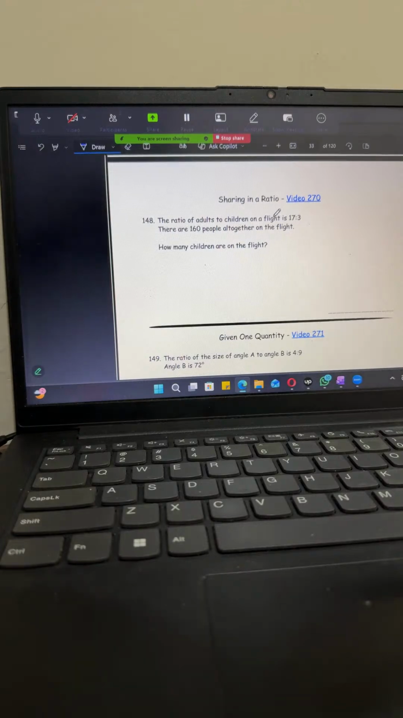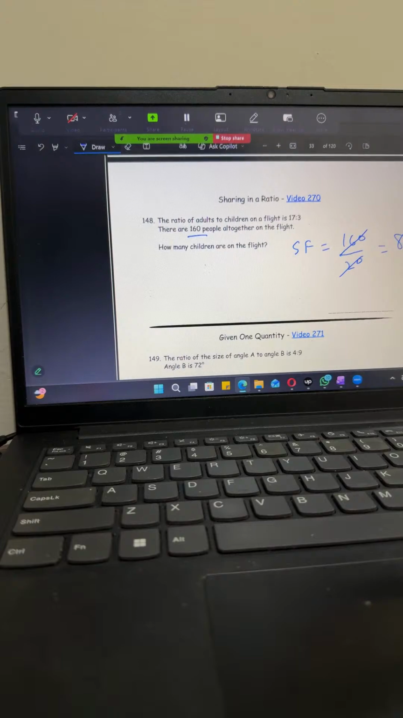So you need to find the scale factor first, right? How do we find it? How many people are there in total? 160, right? Divide by how many parts there are. 20 parts, right? 17 plus 3. Which turns out the scale factor is 8, right? Now just multiply the ratio of children by 8.